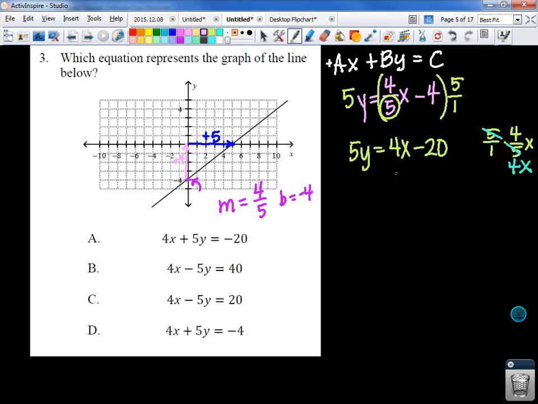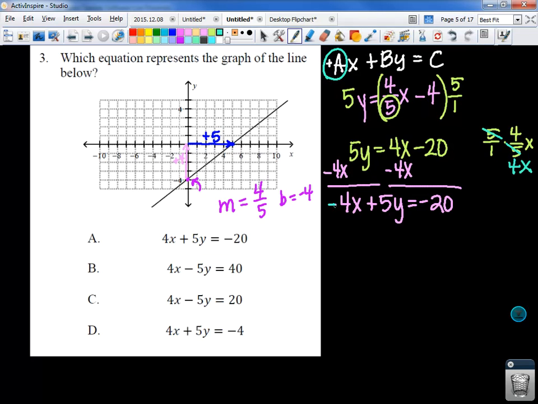So I need to move the 4x over to the other side by subtraction, but that's not how we show that algebraically. So we back that up so I can subtract 4x from both sides of the equation. Now that's how we show that. So -4x plus 5y equals -20. And we have to remember that a has to be a positive number.